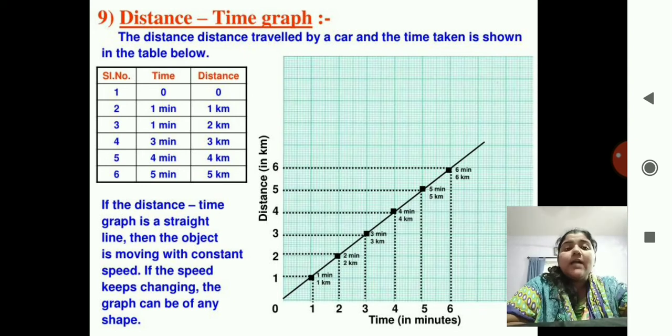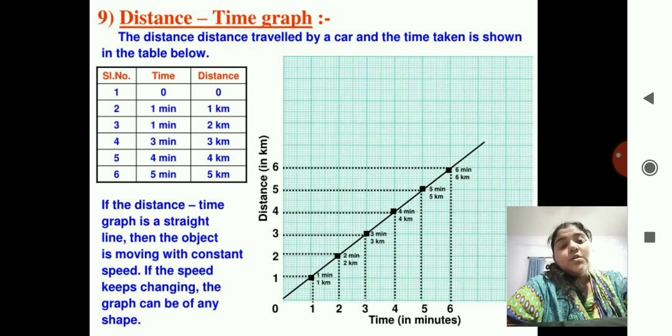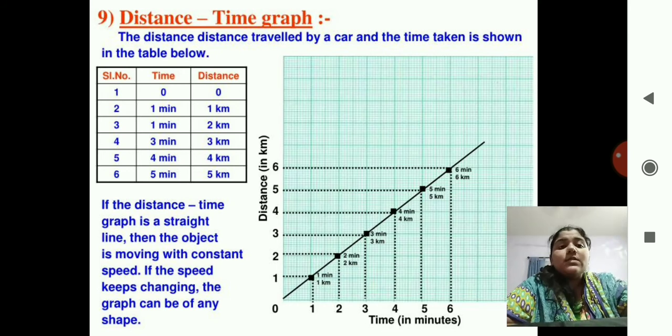Now take these measurements and start plotting the graph. So how to plot the graph? Firstly you have to take the graph paper. Then, for what we have to plot, the distance in kilometers is the y-axis, and the time in minutes is the x-axis. So on the x-axis you can take 0, 1, 2, 3, 4, 5, 6 as the time in minutes, and the distance in kilometers as 0, 1, 2, 3, 4, 5, 6 kilometers.